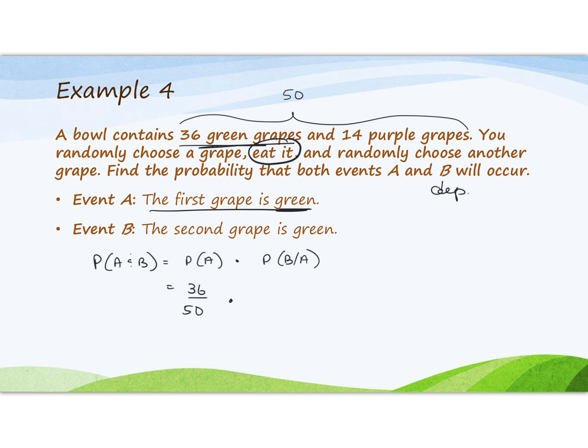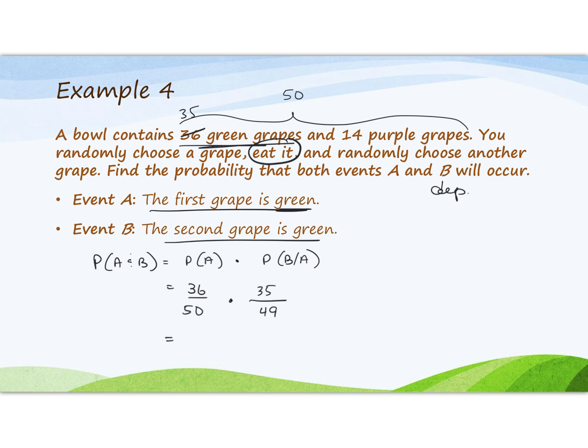Now, the probability of picking a green grape the second time is a little bit different. Notice that there's no longer 50 grapes in the container. There's going to be 49 grapes. And because I picked a green grape first, there's only 35 green grapes left. So the probability of picking a green grape the second time is 35 out of 49.